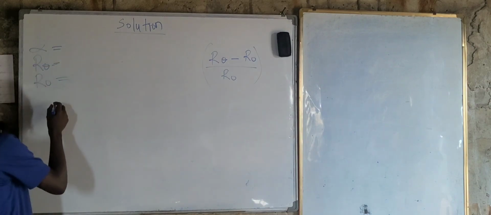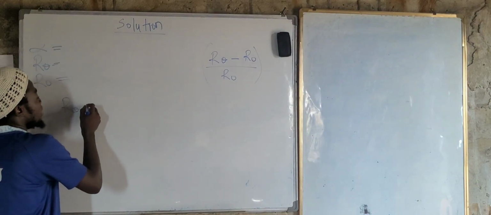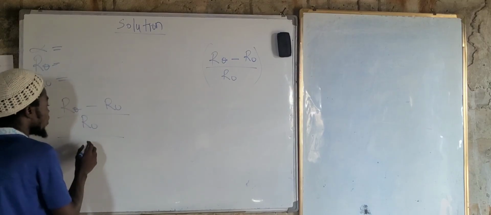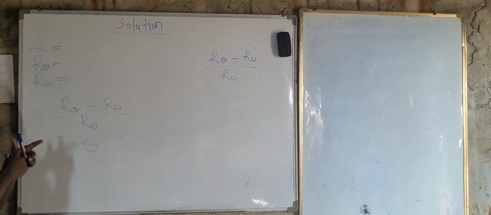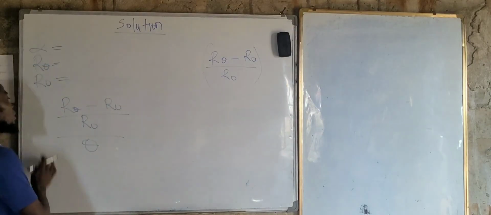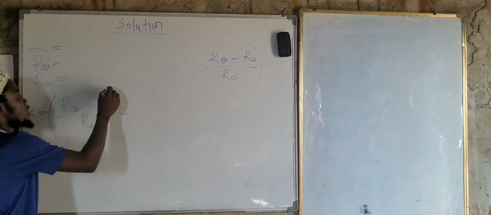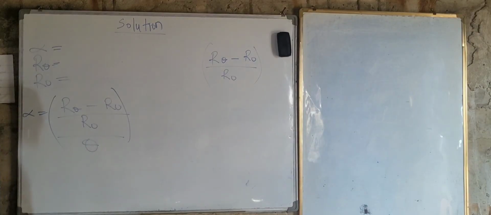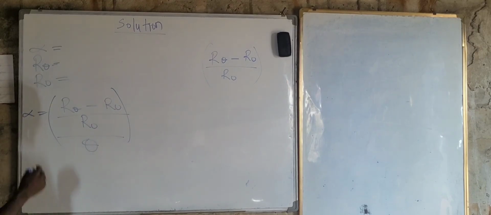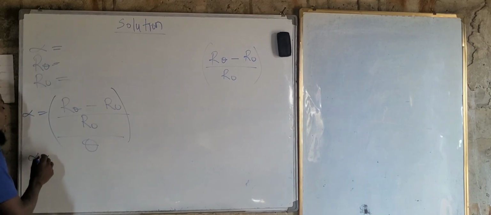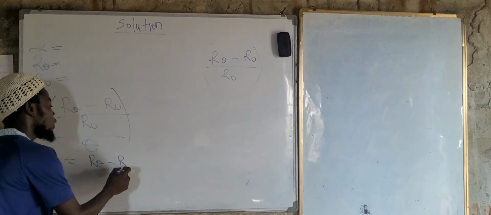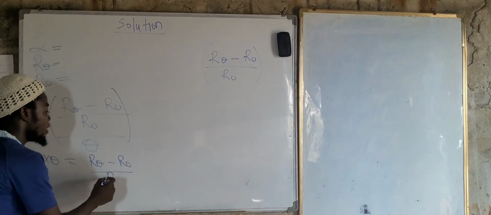That means now, if we have R theta minus R0 all over R0, divided by theta, which is the temperature, right? Are you okay here? Now, this one is the coefficient of the resistivity, alpha. So what do we do here? We multiply throughout by theta. So alpha multiplied by theta is equal to R theta minus R0 upon R0.